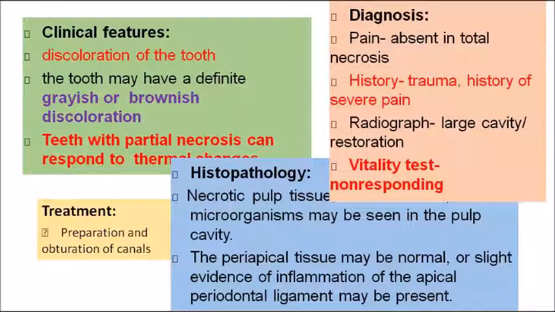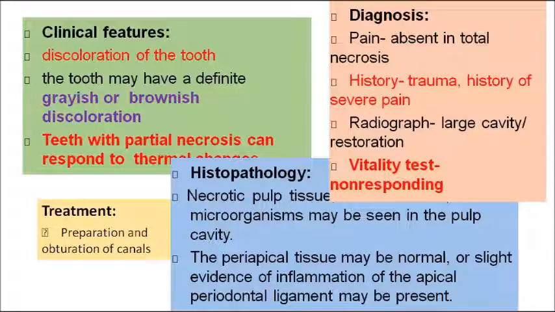Clinical features: you can see there will be a discoloration of the tooth, as I already told in the picture. The tooth may have a definite greyish or brownish discoloration. Teeth with partial necrosis can respond to thermal changes. That means that it is only partially necrosed, part of the pulp is vital, so it can respond to thermal changes. Now the diagnosis part: diagnosis is mainly by absence of pain, in total necrosis cases. History shows trauma or history of any severe pain. Radiograph will show a large cavity or restoration. In vitality testing there will be no response, that is, a non-responding tooth.